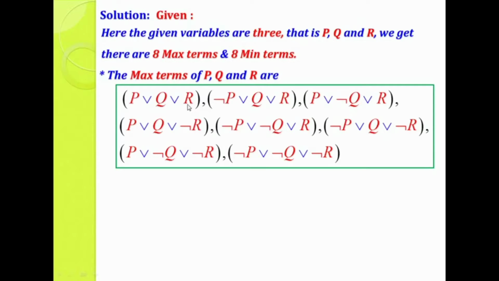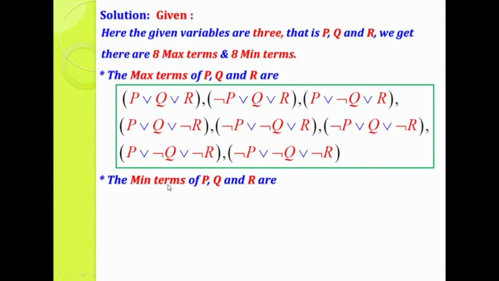We also see that each term contains 3 variables, and all 3 variables are P, Q, R and the negations of P, Q and R. We should not get the same variable repeated. In each term we should get only different variables and the negations of the given variables.